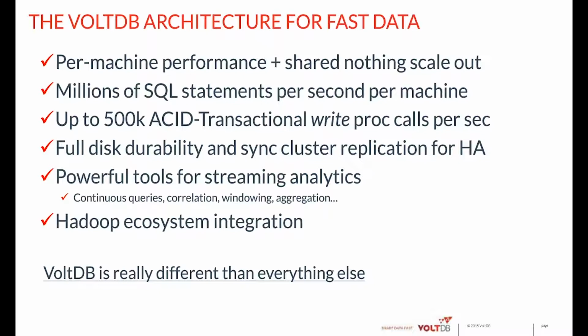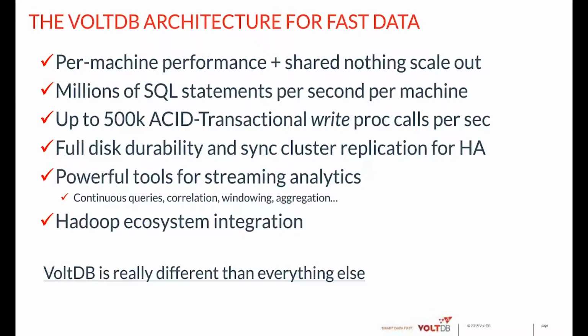Okay, moving on. I'd like to introduce the VoltDB architecture for fast data. VoltDB really differentiates itself in several key ways. One of the ways that Volt differentiates itself is in extreme performance. When we talk about performance, we mean per machine performance, which we focused on very intensely when we started this project, and also shared nothing scale out performance. So it's unique in that it focuses on both of those very highly.